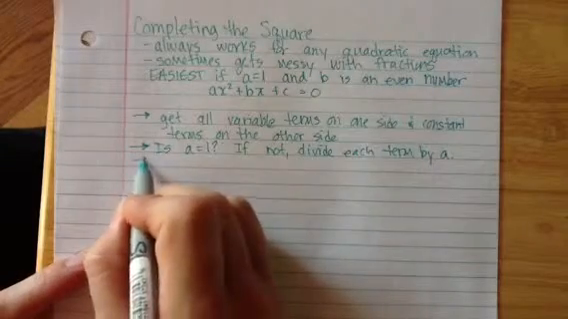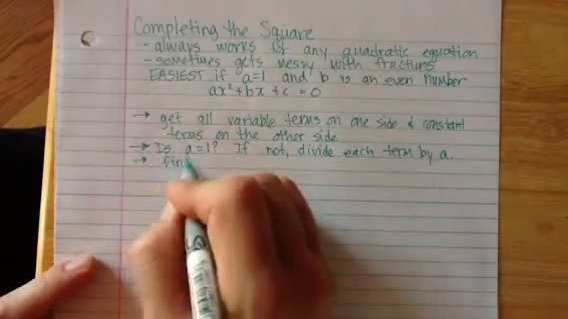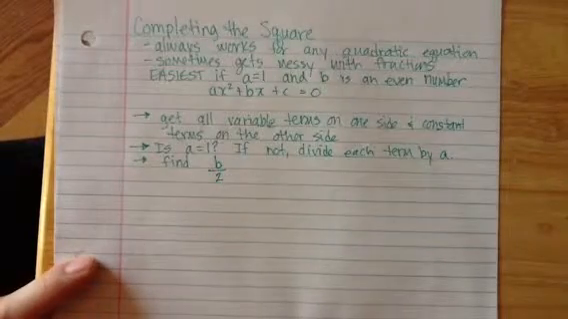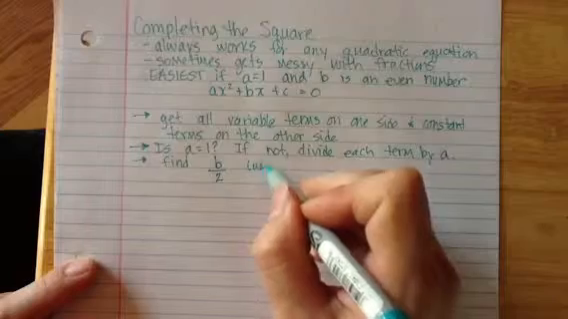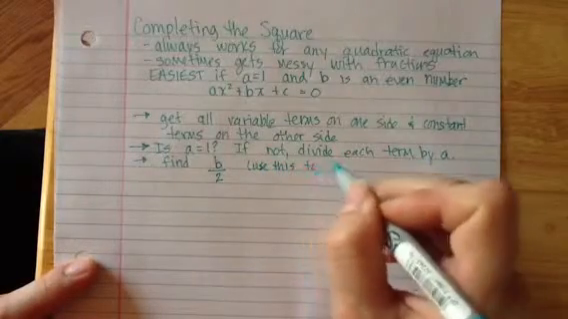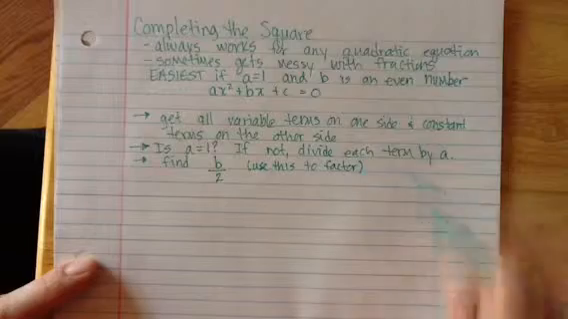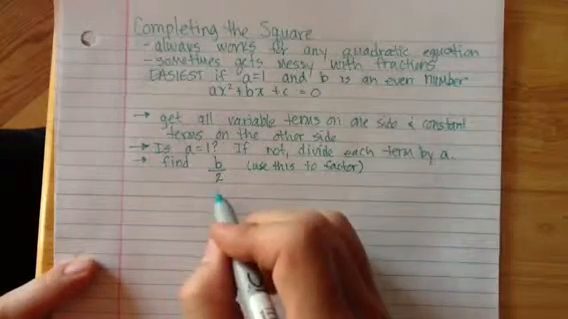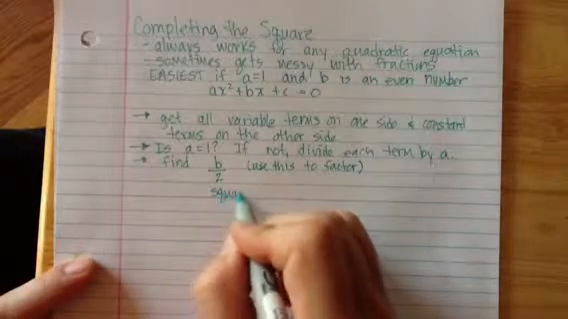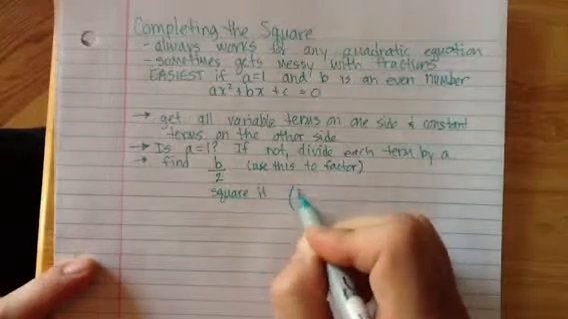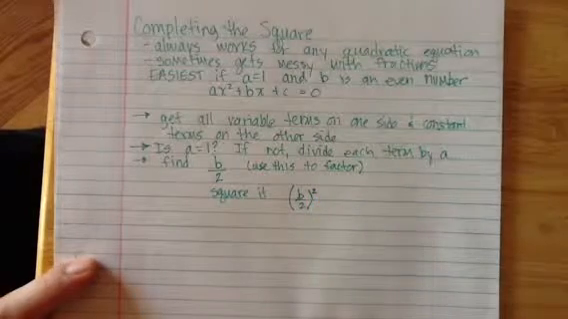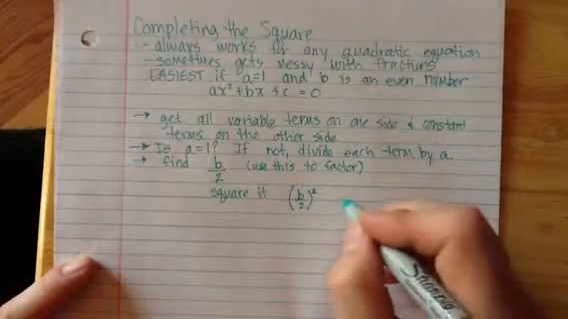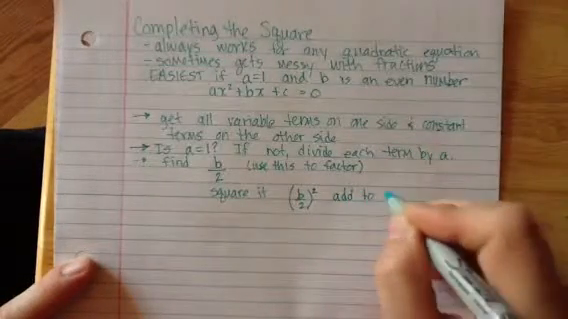The next step is to find B divided by 2. Now, B divided by 2 is what we're going to use to factor, so we want to keep that number handy. And then we're going to square that. So take B divided by 2 squared. Now, B divided by 2 squared is always going to be a positive number. This is what we are going to add to both sides.